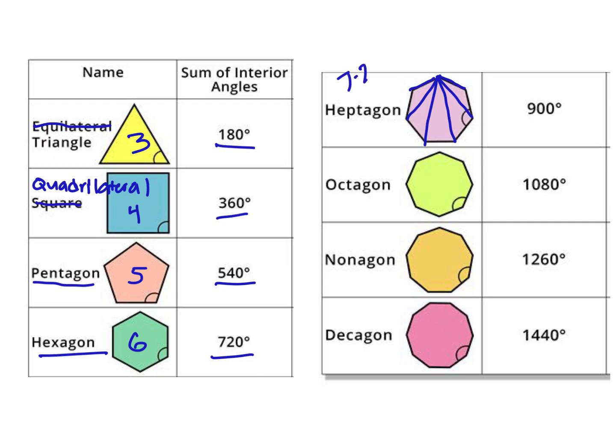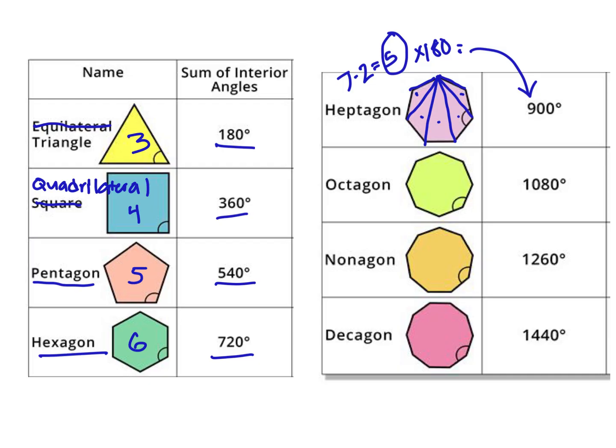So if I take away 2, I get 5 triangles. Well, let's count. 1, 2, 3, 4, 5. There are 5 triangles. So what I'm going to do is take my 5 triangles and multiply that by 180 degrees in each triangle. This is why it's helpful to have that memorized. And I will get 900 total degrees.